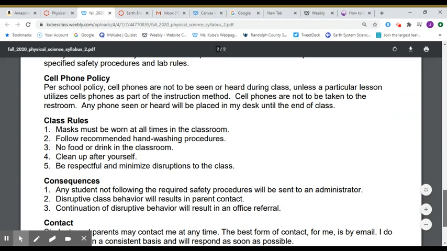Okay, so cell phones are not to be seen or heard during class, unless a particular lesson utilizes cell phones. We'll probably be using them as stopwatches. Maybe you might need to use it as your calculator. And so it's okay to use it during those times. Of course, you can't be sitting there texting while a lesson is going on, while I'm presenting information, or you're doing a lab or something like that.